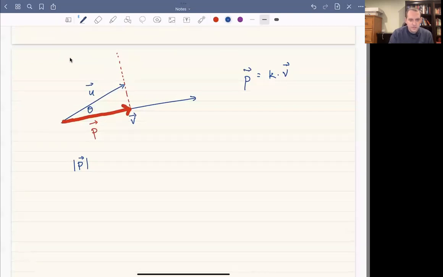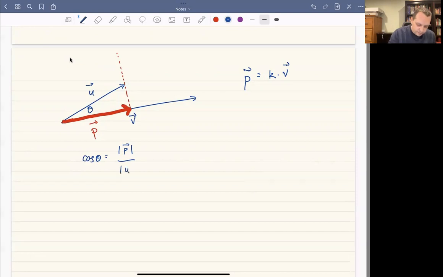The idea first, though, is if I want to calculate the length of P, I can use what we know about the angle between U and V. If I take the cosine of theta here, this is going to be the length of the adjacent side, which is the length of P, which is what we're looking for, divided by the length of the hypotenuse, which in this case is U. Notice, by the way, that the angle between U and P and the angle between U and V are the same because P and V are parallel. They're pointing in the same direction.